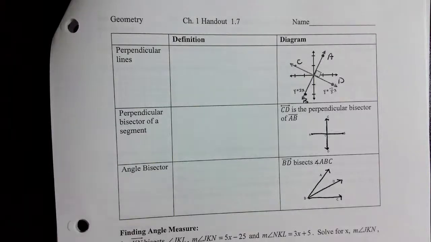Okay, so today we're starting section 1.7, and in 1.7 we're going to be talking about perpendicular lines, perpendicular bisectors, and an angle bisector. So we've got some new vocab terms.